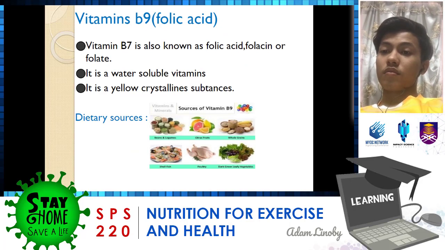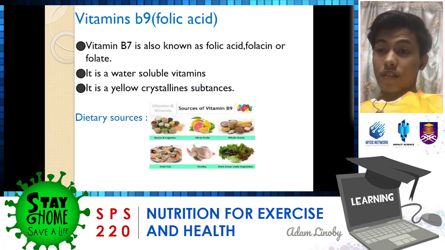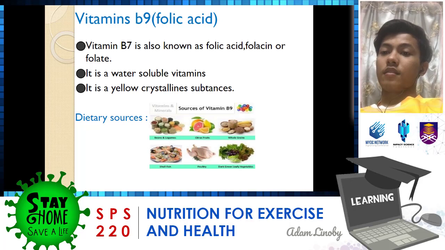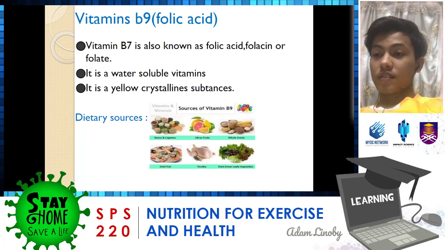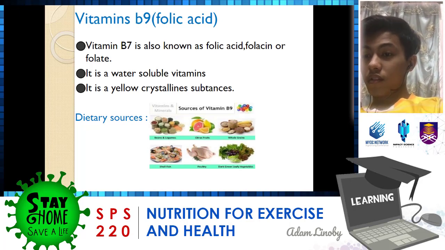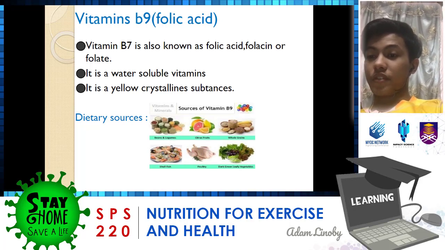Okay, next we go to vitamin B9. We call folic acid. It's very familiar with us. Vitamin B9 is also known as folic acid and folates. It's a water-soluble vitamin. It's a yellow crystalline substance. The source is citrus fruits, beans and legumes, whole grain, meat and vegetable, also shellfish.